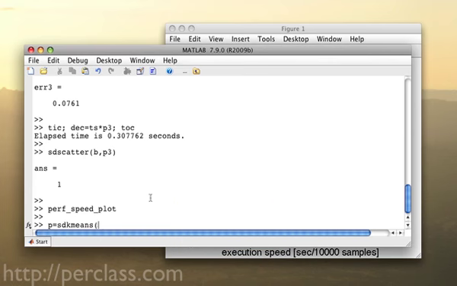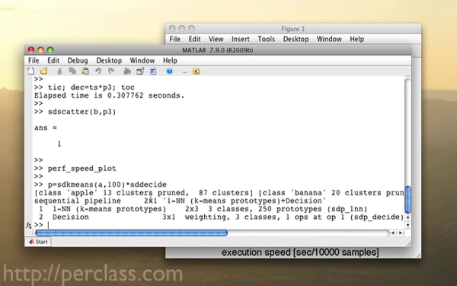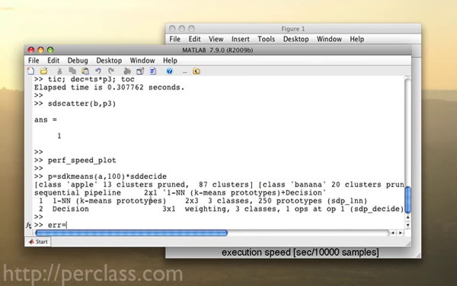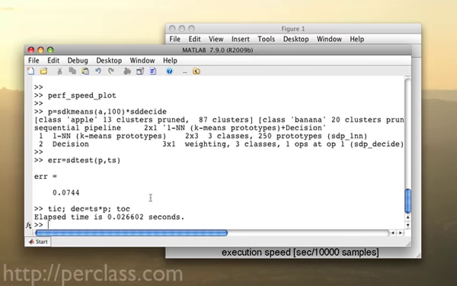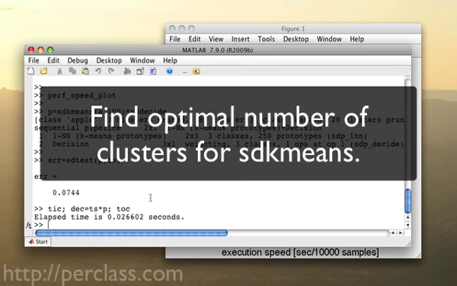sdkmeans runs k-means clustering for each of the classes and returns first nearest neighbor classifier with cluster centers used as prototypes. Requesting 100 clusters per class, we receive the first nearest neighbor which provides similarly high performance, but runs only in 26 milliseconds. To find the right trade-off between error and speed, we build a set of sdkmeans classifiers, decreasing the number of clusters from 100 to 1.